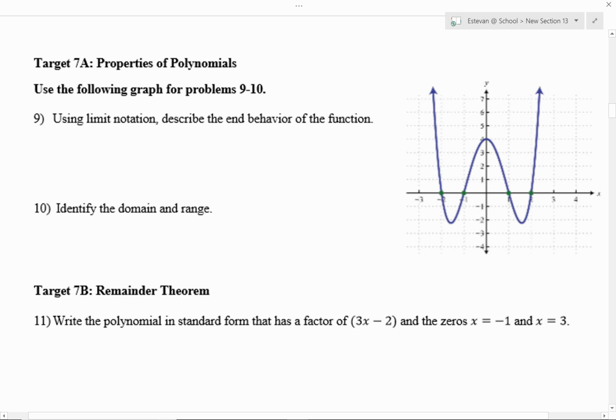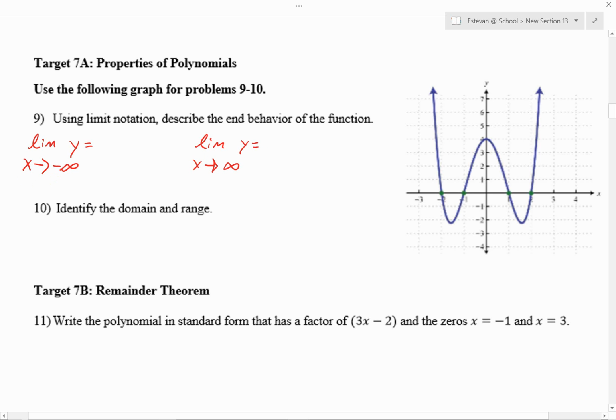Alright, so this whole video is going to be on Unit 7, Properties of Polynomials. So number 9, using the limit notation, describe the end behavior of the function. If you guys recall, limit notation, you write it as limit as x approaches negative infinity, your y is going to equal a certain value. And also you'd say the limit as x approaches positive infinity, your y is going to equal a certain value.